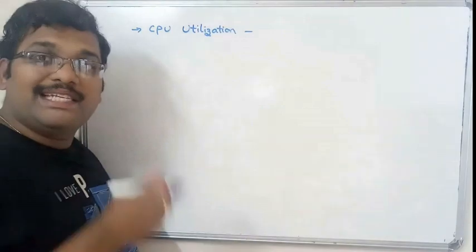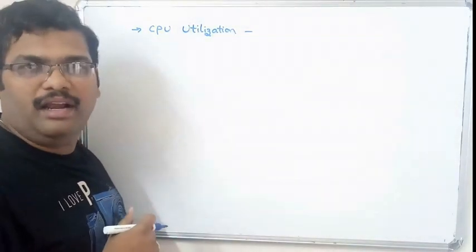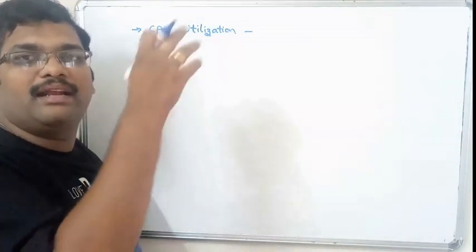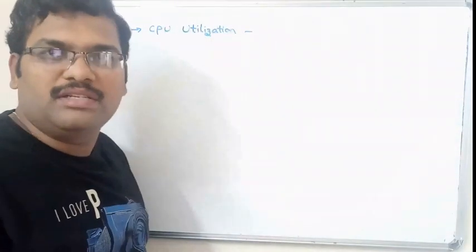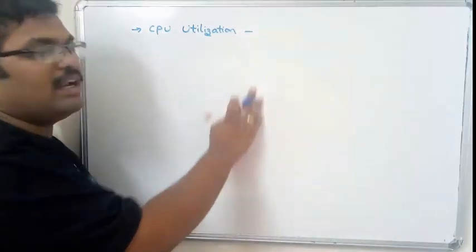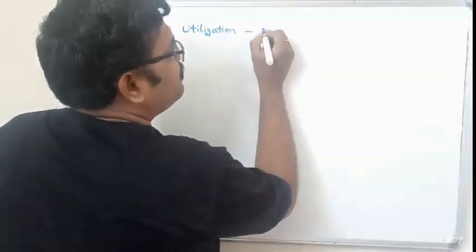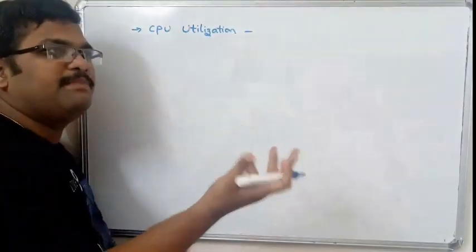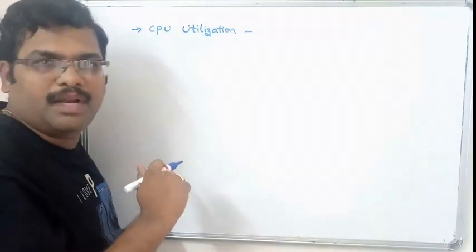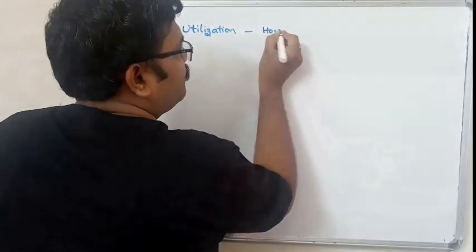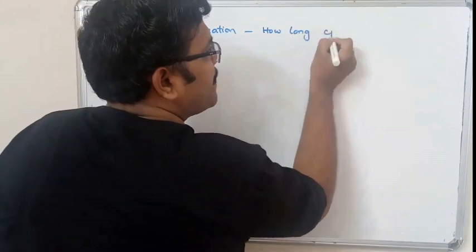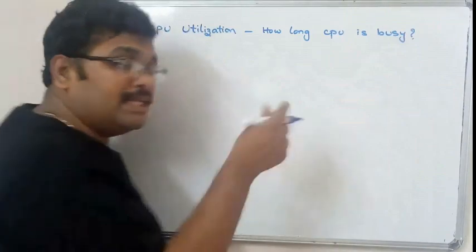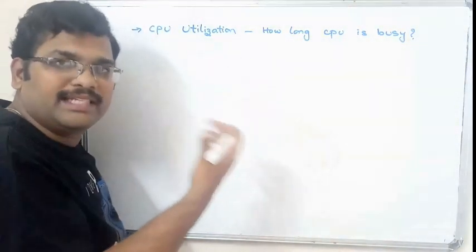The name itself indicates CPU utilization. The CPU is a processor, right? Every process will be executed by this CPU, so we have to allocate the CPU to each process to get execution. CPU utilization means how long the CPU is being busy. CPU is busy means some process is running on the CPU, right? So, how long the CPU is busy. Busy means some process is going on execution.